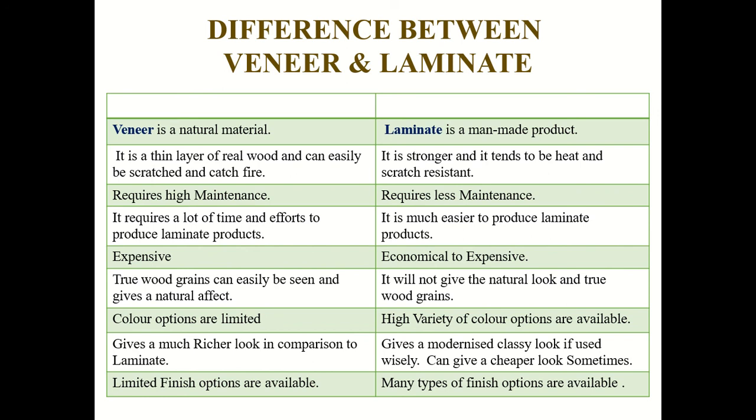But laminate is a little bit stronger, and veneer requires maintenance, whereas laminate doesn't. Veneer requires a lot of time and effort to produce, but laminate products are very easy to produce. Veneers are expensive. Laminates are economical, and sometimes expensive, depending upon what you select. Next, in veneers, true wood grains can be easily seen and give a natural effect, as you have observed in the diagram. But laminate gives an artificial look.